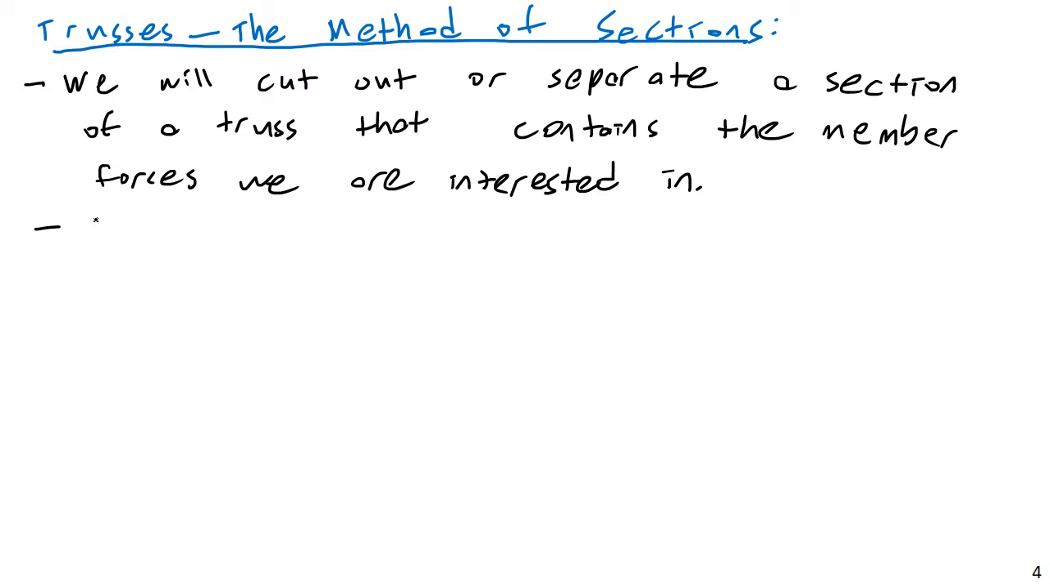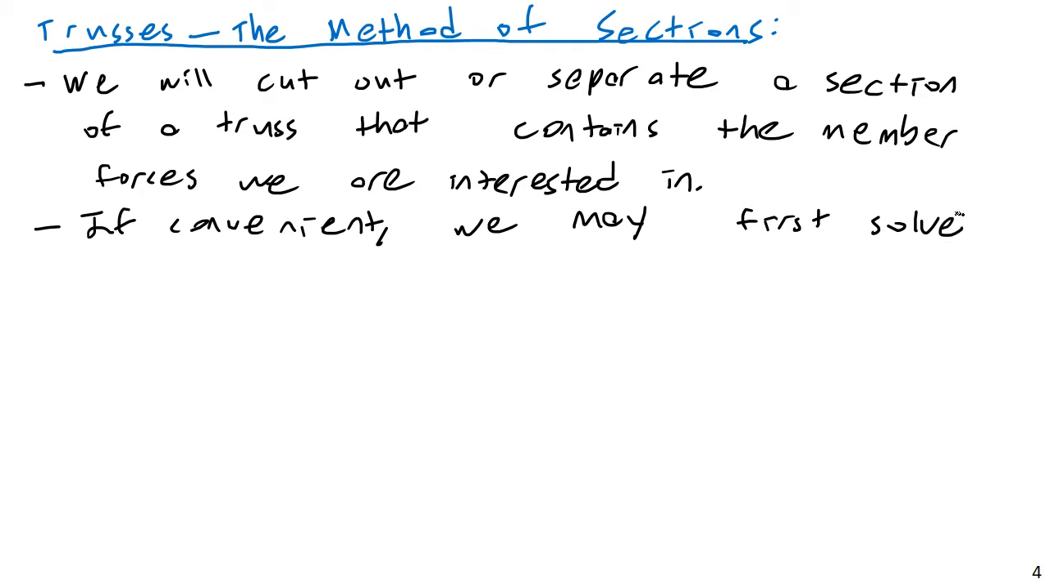So, if convenient, we may sometimes first solve for truss reaction forces, treating the whole thing as a single rigid body, as we've done before, as we did in the method of joints. We may first solve for truss reaction forces, but not necessarily. There may be cases where it's not so convenient or just not necessary.